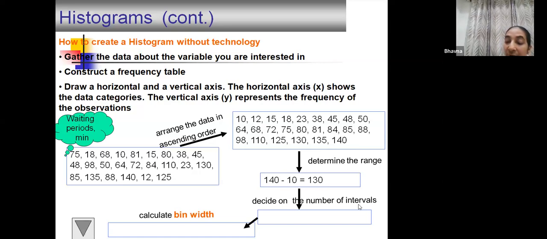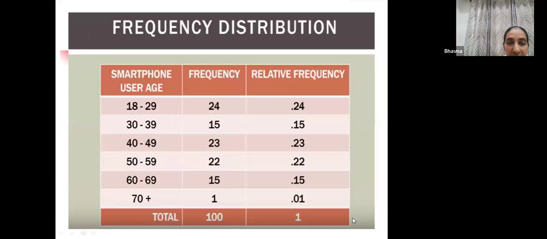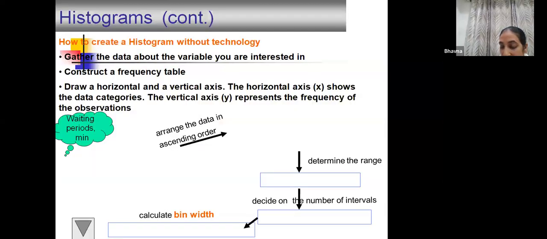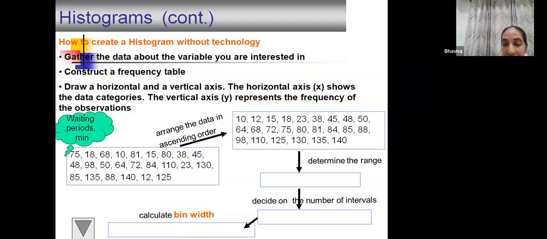Now, what do we do next? We decide on the number of intervals, right? The number of intervals is 5. I just want 5 intervals, which means that I want only 5 rows here, okay? Look at this frequency table. I want just 5 rows instead of 6, for example, here, okay? Normally, I told you we prefer to take only 5, 6 or 7, not more than that. Otherwise, there is a lot of cluttering, okay?